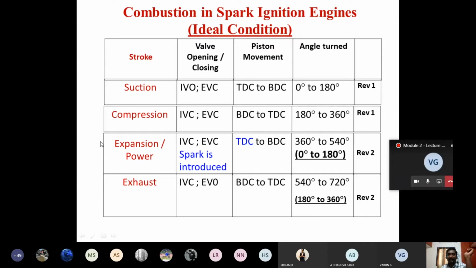Okay. So when we are going to discuss the combustion in the IC engine, these two strokes, compression stroke and expansion stroke, we are going to consider. So this is what we are going to discuss in detail. Okay. So these two, compression stroke and expansion stroke.